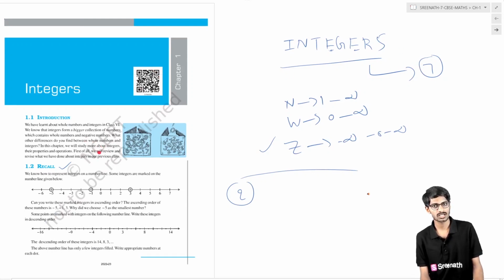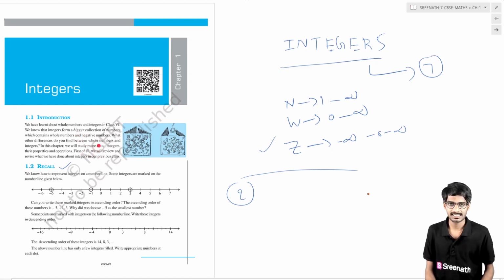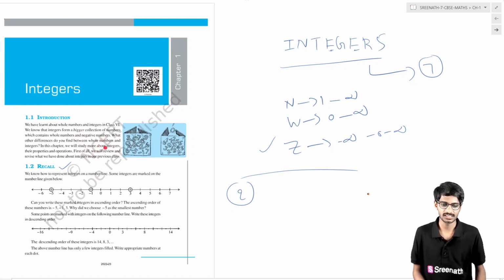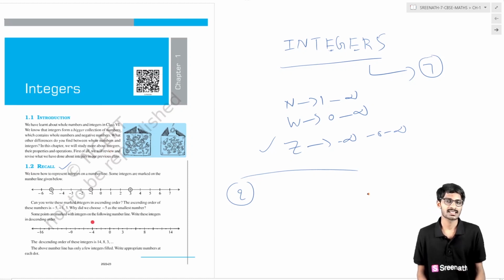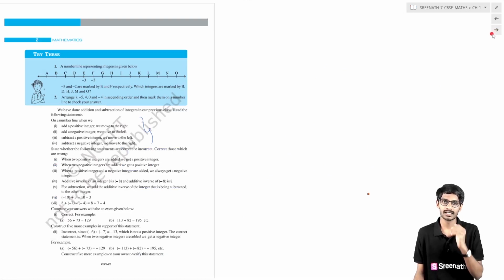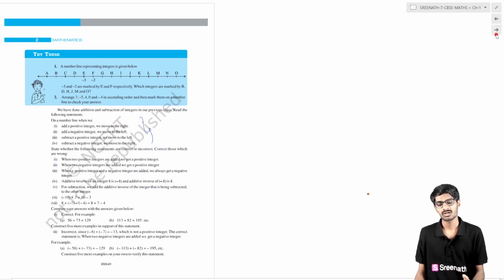In this introduction, what we have recalled is, basically in the previous class we have learned about whole numbers and integers, addition of integers and subtraction of integers. That we have recalled in this chapter. And the properties under addition and subtraction we are going to discuss in this chapter. The second topic is recalling how we have represented integers on a number line, and how we have represented addition and subtraction of integers on a number line. All those we have recalled here.